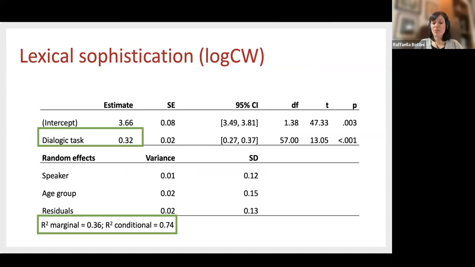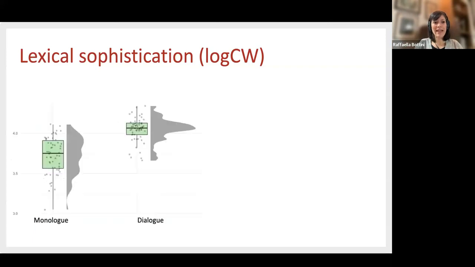And this model explains 74% of the variance of lexical sophistication scores. And in particular, you can see the R-squared marginal value, 0.36. So 36% of the variance of lexical sophistication scores in this data set is explained by task interactivity, so dialogic versus monologic task. What does this mean? Well, let's visualize these results.